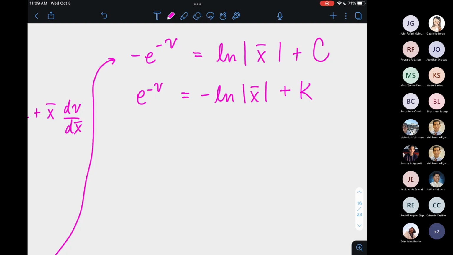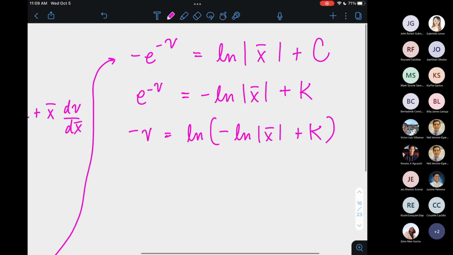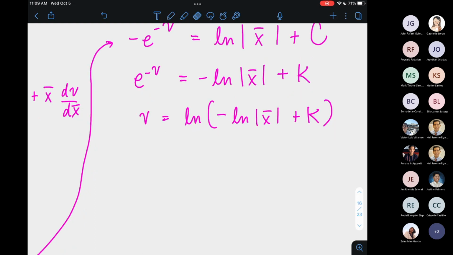Tapos I'll take the ln of both sides. If I take the ln of both sides, I'm gonna have negative v equals ln ng negative ln ng absolute value ng x bar plus k. Tama, no? Kinuha ko lang yung ln ng both sides. Tapos divide by -1. Kakaroon ako ng negative dun sa kabila. Tapos I'm ready now to go back to the original variables.